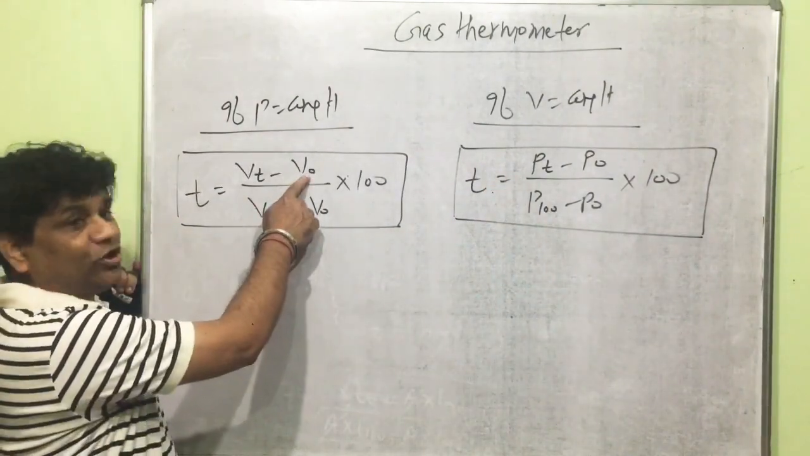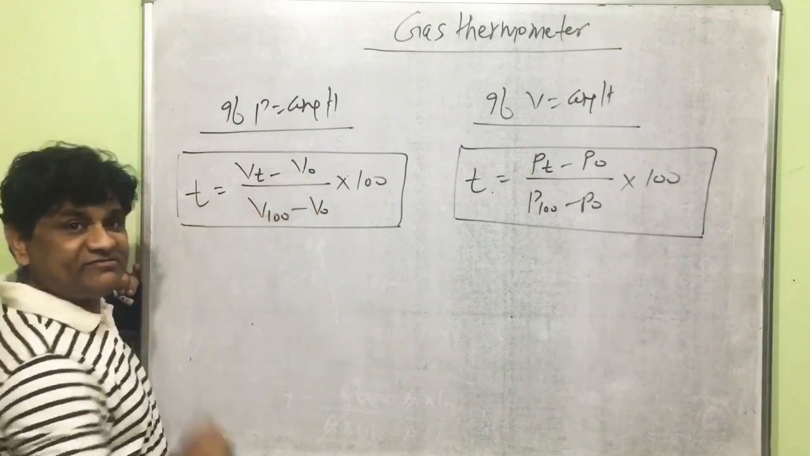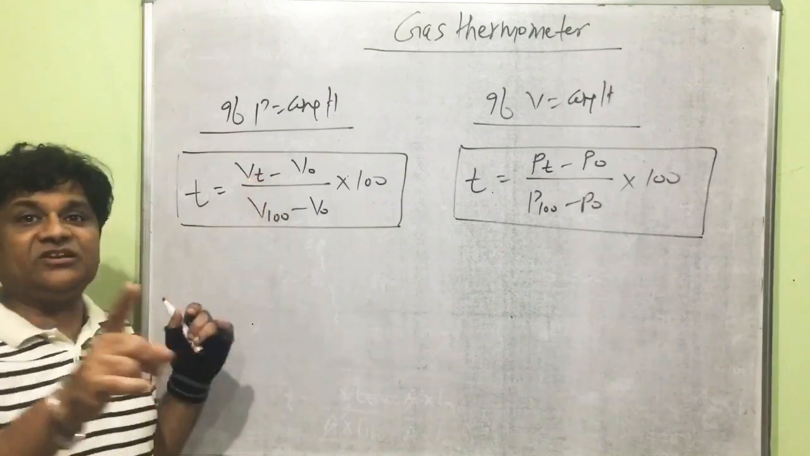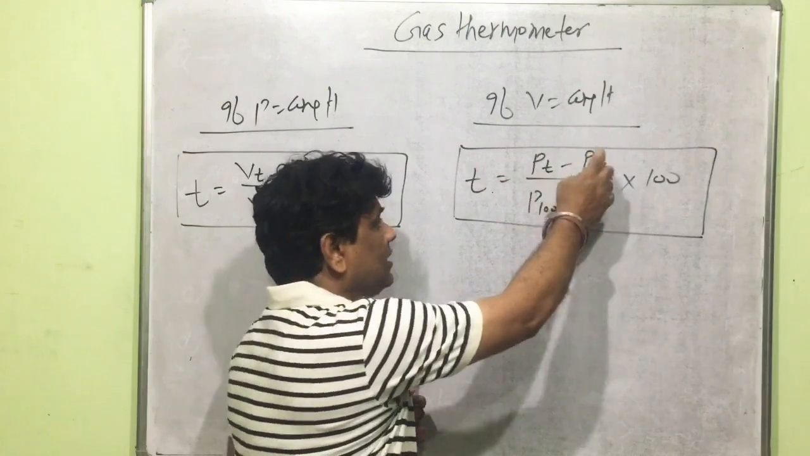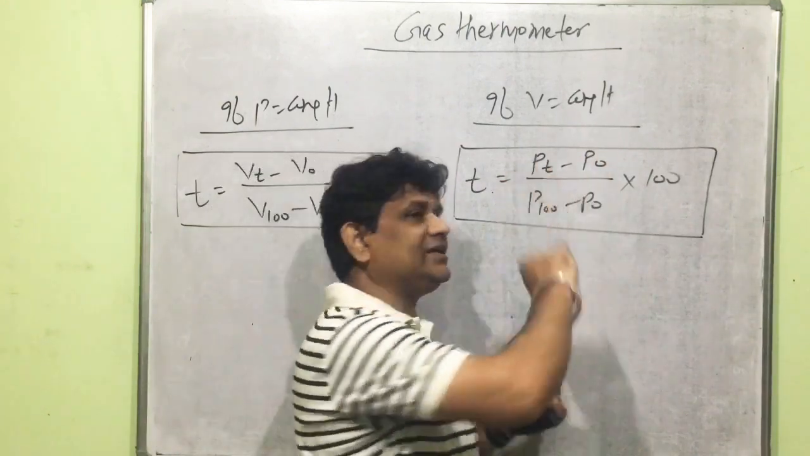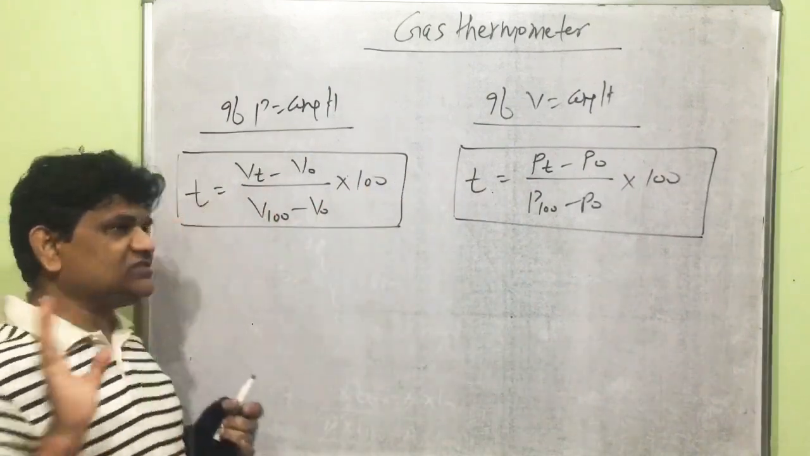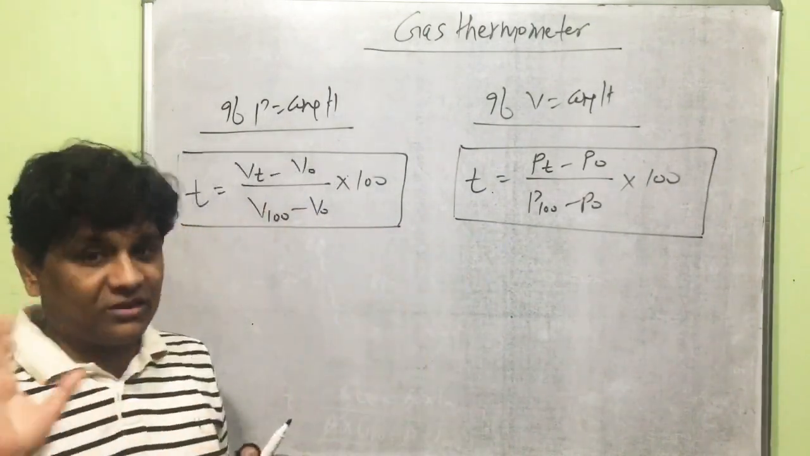These are the volumes of a gas at 0 degree Celsius, at 100 degree Celsius, and at an unknown temperature T degree Celsius. These are the pressures of a gas at 0 degree Celsius, at 100 degree Celsius, and at T degree Celsius. T is the unknown temperature. So both are valid relations for a gas thermometer.